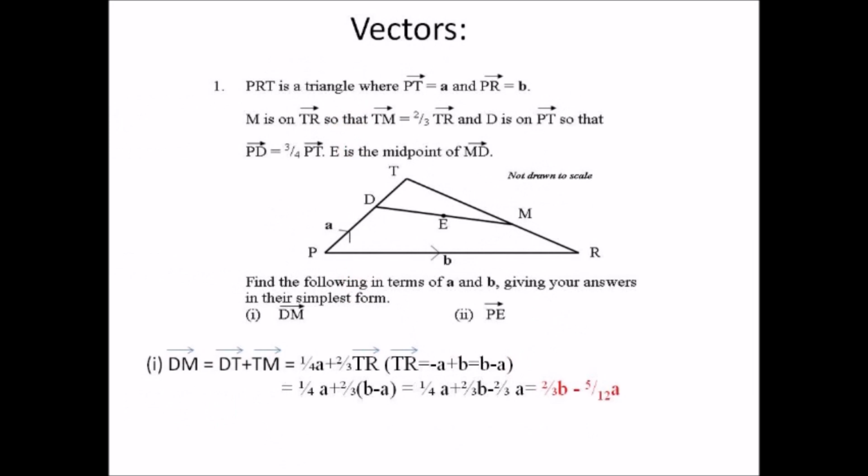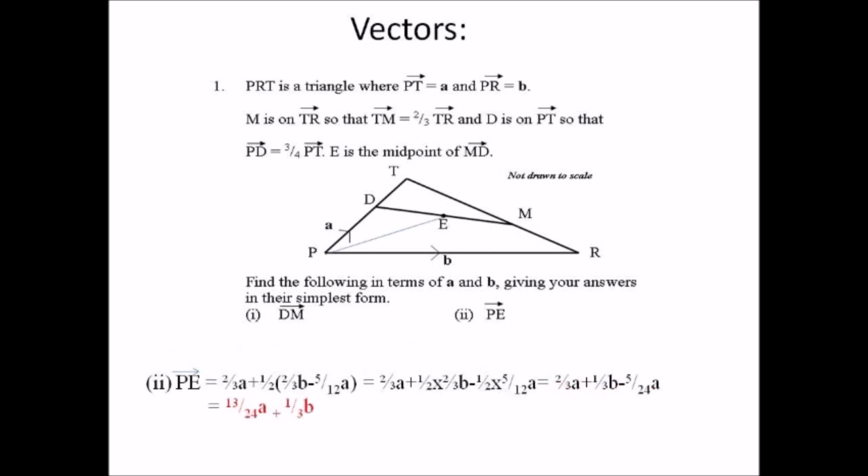Okay, let's move on to vectors. For number 1, I'm going to work it one at a time. Number 1, the answer in red is what you would get for that. You have to find vector DM. It was a lot of working, but then you worked it down to one final answer. And then number 2, I separated it for you. Number 2, you have to find vector PE, so you have to draw that line in and then use one of the triangles to work it. And that's what you did, and that's your final answer for that.